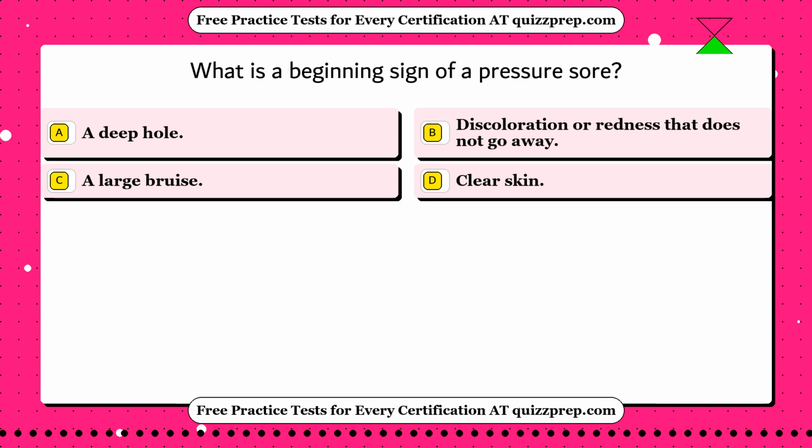Question 118. What is a beginning sign of a pressure sore? Option A, a deep hole. Option B, discoloration or redness that does not go away. Option C, a large bruise. Option D, clear skin.